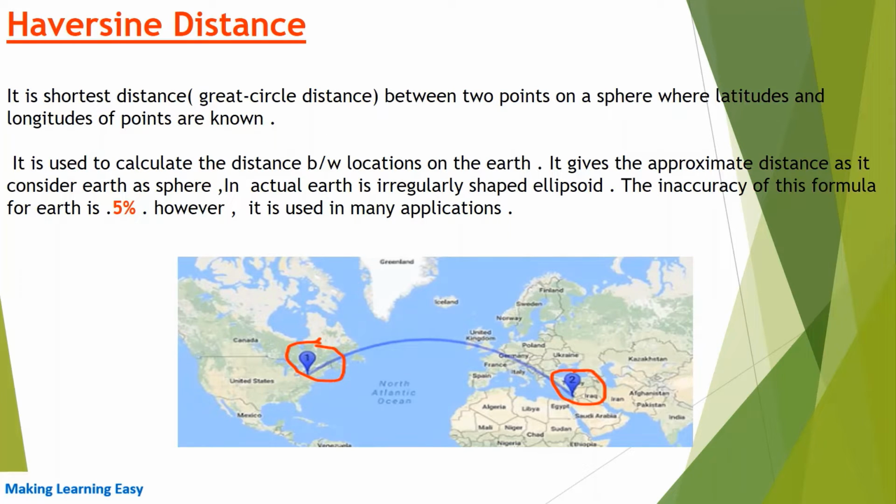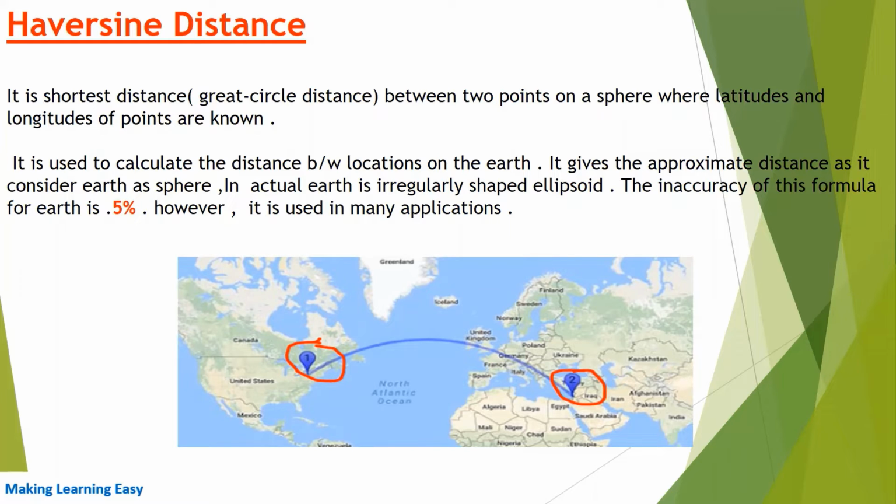It is the shortest distance, or great circle distance, between two points on a sphere where the latitudes and longitudes of the points are known. This formula or this distance is used to calculate the distance between locations on the earth. Suppose we want to calculate the distance between London and Paris and we have the geo points of London and Paris, then we can calculate the distance between both the locations.